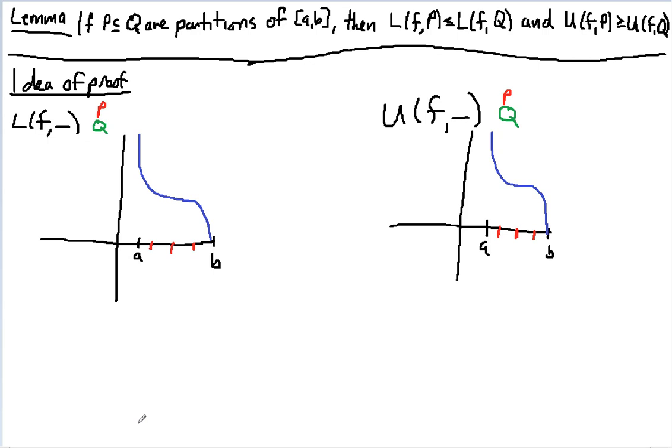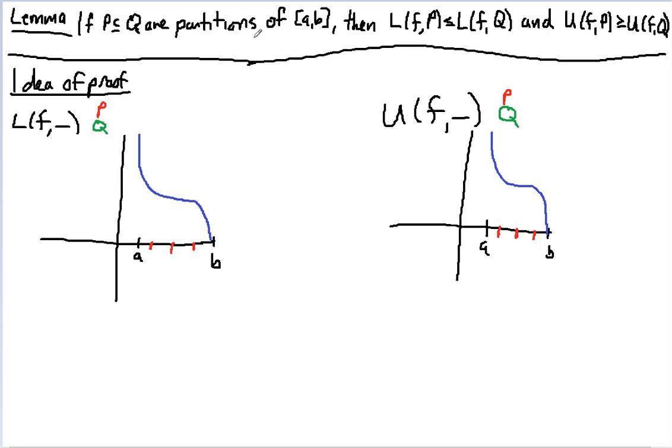We're looking at this lemma on integration. If you have two partitions where one is contained in the other, I'll discuss exactly what that means, then LF of the smaller partition is less than or equal to LF of the bigger partition, and similarly UF of the smaller partition is bigger than the UF of the bigger partition. Sorry, P is smaller, Q is bigger. And so the idea of the proof is this.